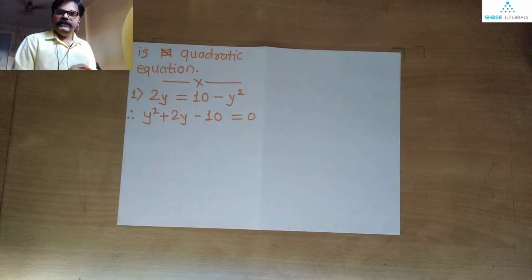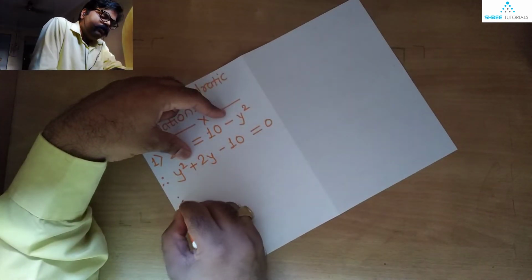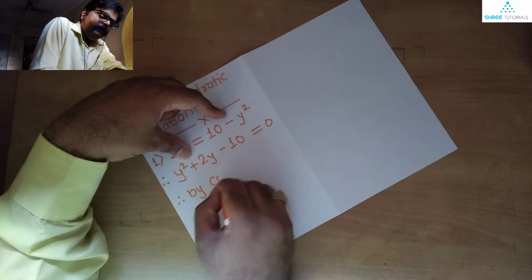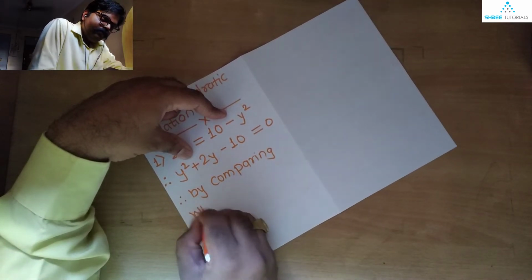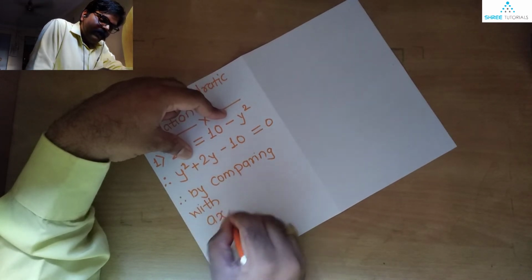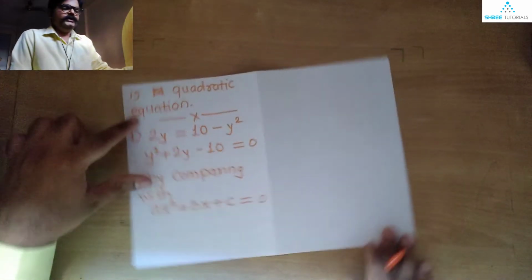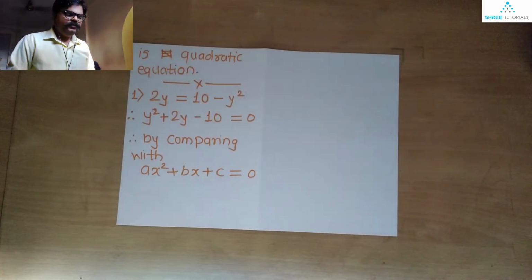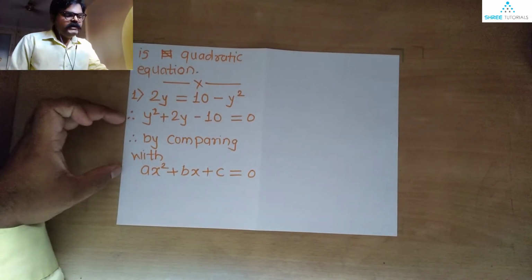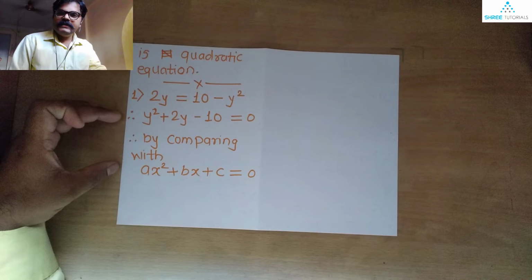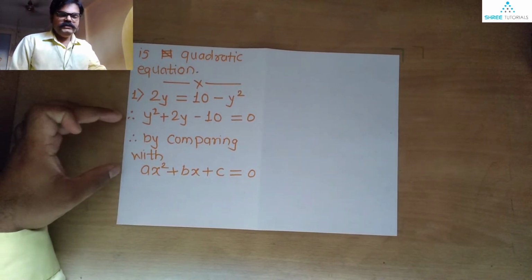Once this moving is done, just for the sake of comparison, I am rewriting the general equation over here. Therefore, by comparing with ax square plus bx plus c is equal to 0. Now apart from the variable, we can say that yes, these two equations are more or less same. So if they are more or less same, therefore we can say that a's value, b's value and c's value can be received from this comparison.